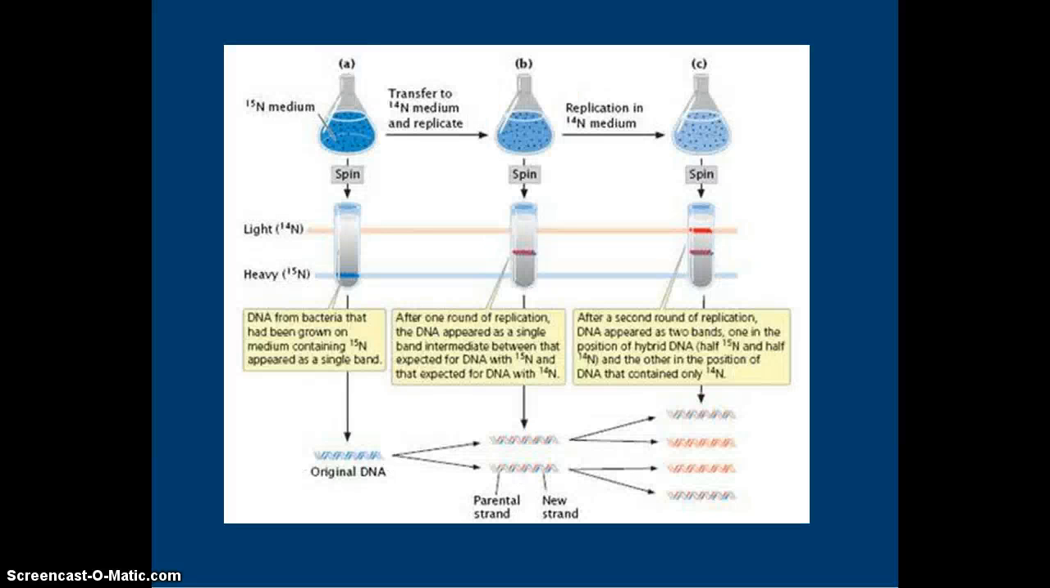First, they started growing E. coli in a 15N medium, which is a heavy isotope of nitrogen. The DNA that was synthesized had a heavy density. This is shown in the diagram on the left.